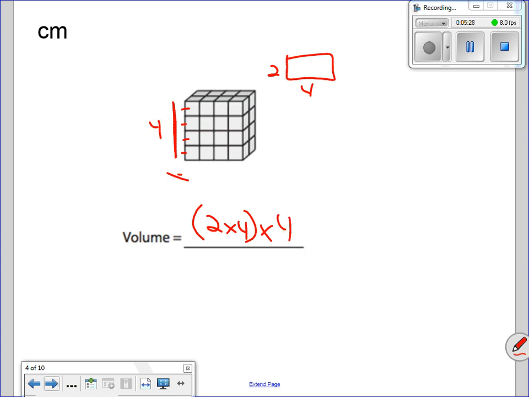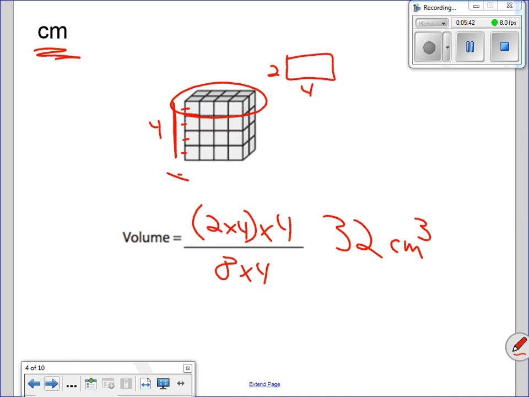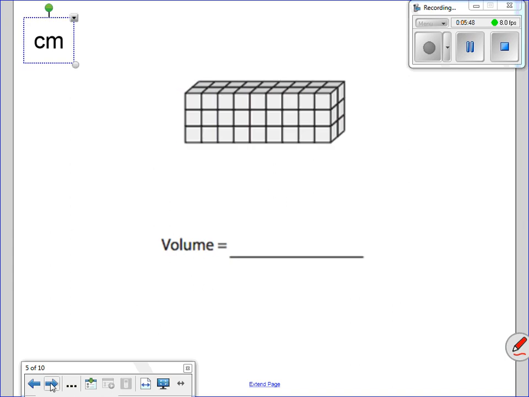Well, if I figure this out, 2 times 4 is 8, times 4 gives me 32 centimeters cubed. Now let's take a look. Does that make sense? Well, if one layer has 8, I have another layer here, another layer here, another layer here. Yeah, that makes sense. That would be 32. Let's keep going here.